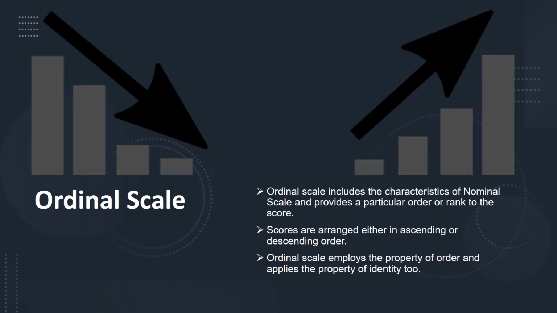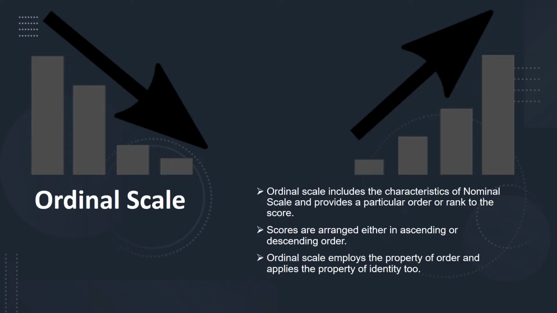So that's why scores are arranged either in ascending or descending order. It may be in increasing order or it may be in decreasing order. If it is in increasing order, that means the order starts from the lowest to the highest score, and if it is in decreasing order, that means the numbers start from the highest to the lowest score.